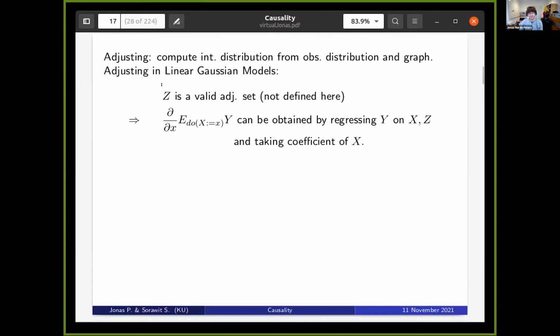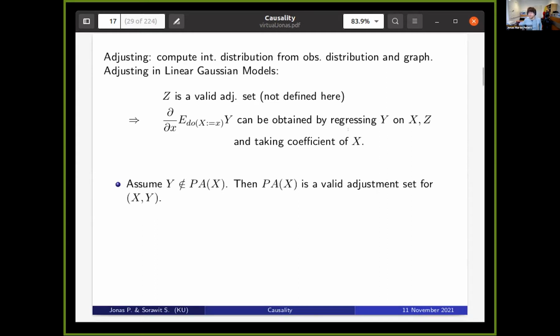But this is the definition. So Z is a valid adjustment set if, or more or less, so if this is a valid adjustment set, then I can obtain the causal effect by regressing y on x and z. So I'm adjusting for z and then take the coefficient in front of x.